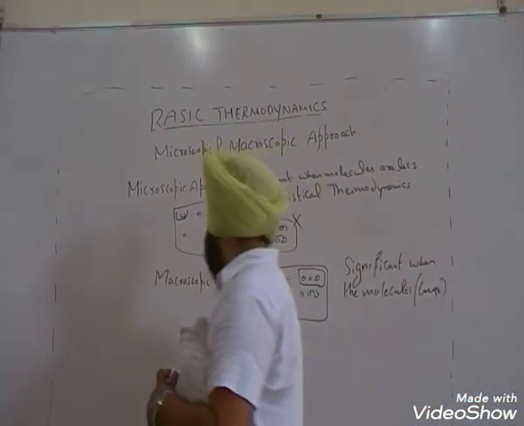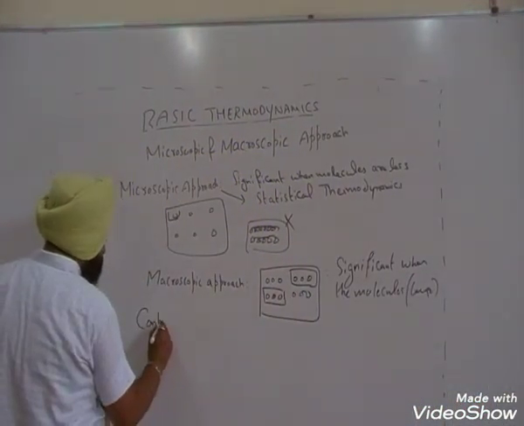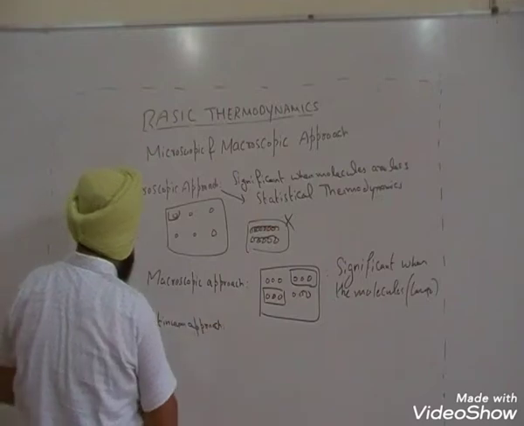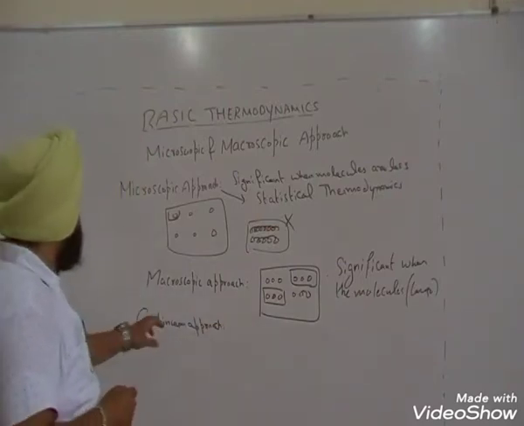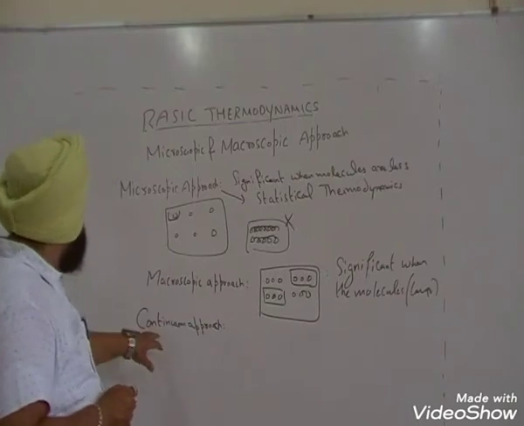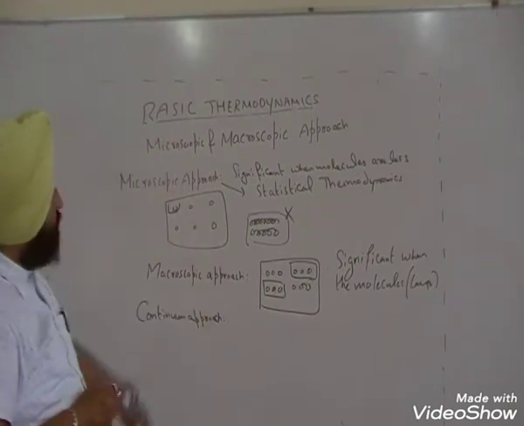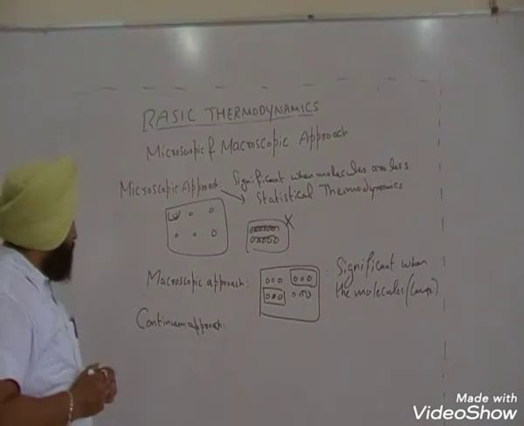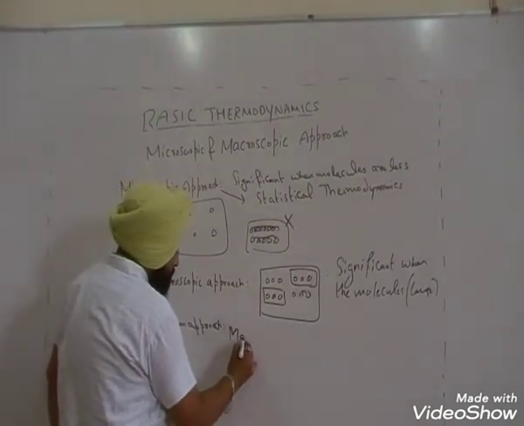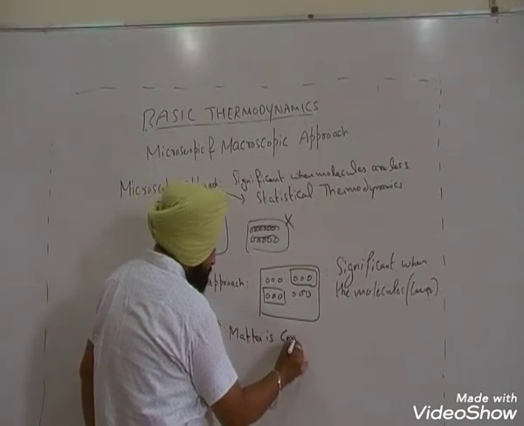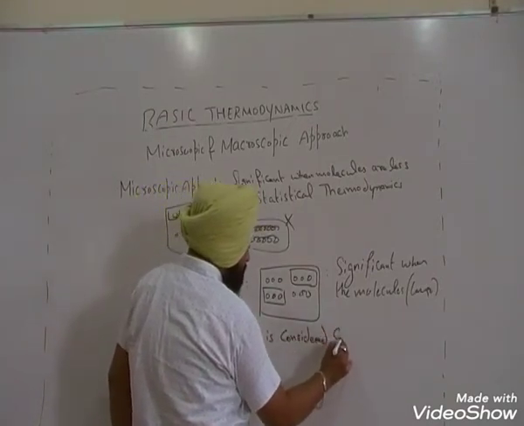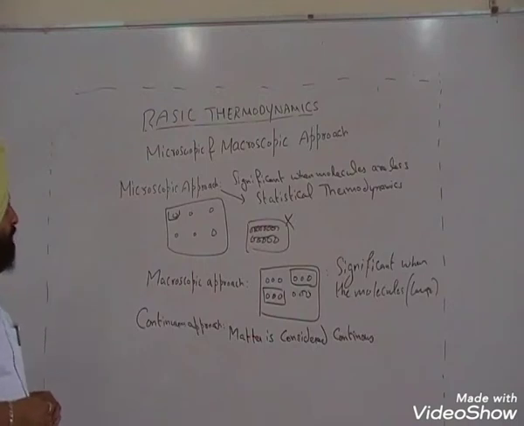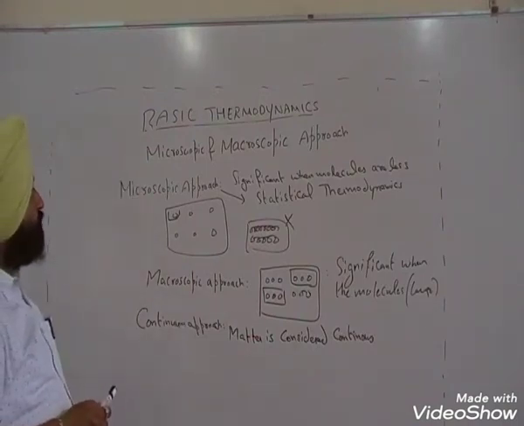Next is the continuum approach. In the continuum approach, again it is similar to the macroscopic approach. We are not concentrated on the study of individual behavior of a particular molecule, but we are interested in the average behavior of the molecules. So in the continuum approach, the matter is considered as continuous. So it is similar to the macroscopic approach. So this is all about the microscopic and macroscopic approach.